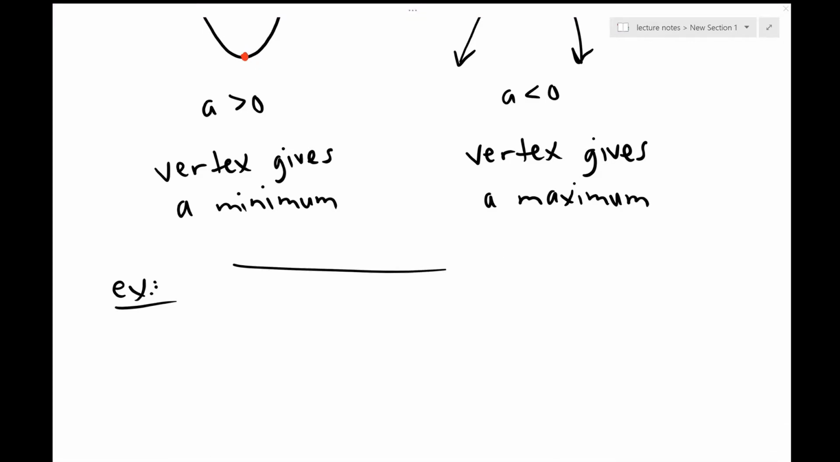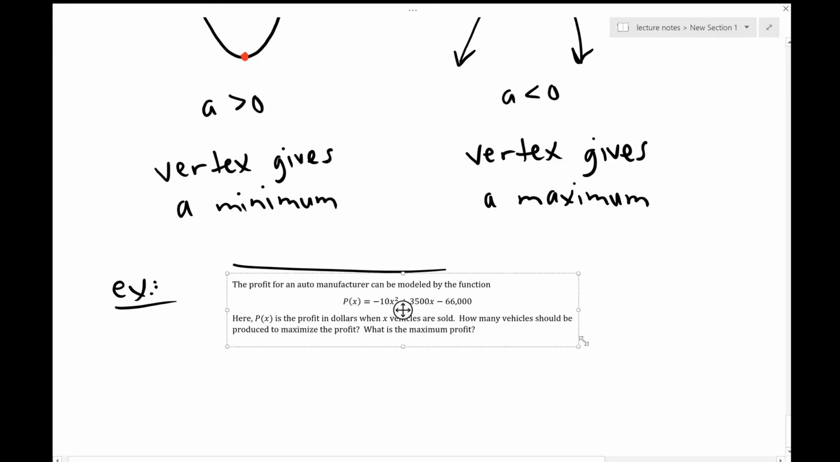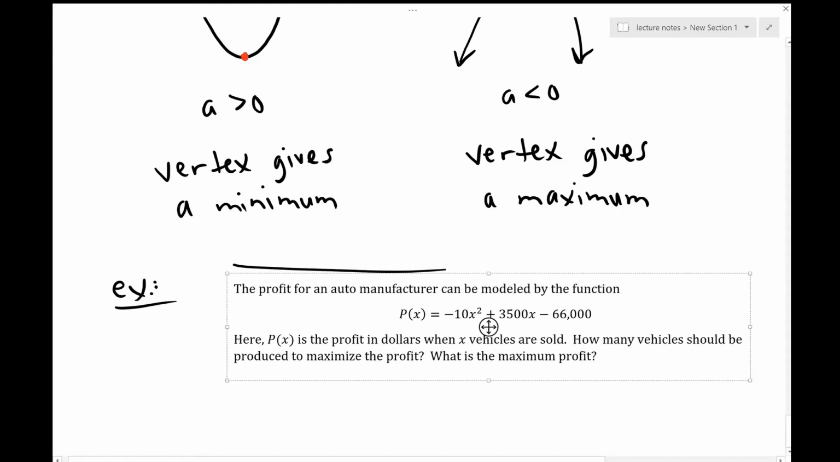So to start off, let's look at how we could maximize the profit for an auto manufacturer. In the problem here, the profit for an auto manufacturer can be modeled by this function: P of x is equal to negative 10x squared plus 3,500x minus 66,000. Here, P of x represents the profit in dollars when x vehicles are sold. The question is broken into two parts. First of all, how many vehicles should be produced to maximize the profit? And secondly, what is the maximum profit?